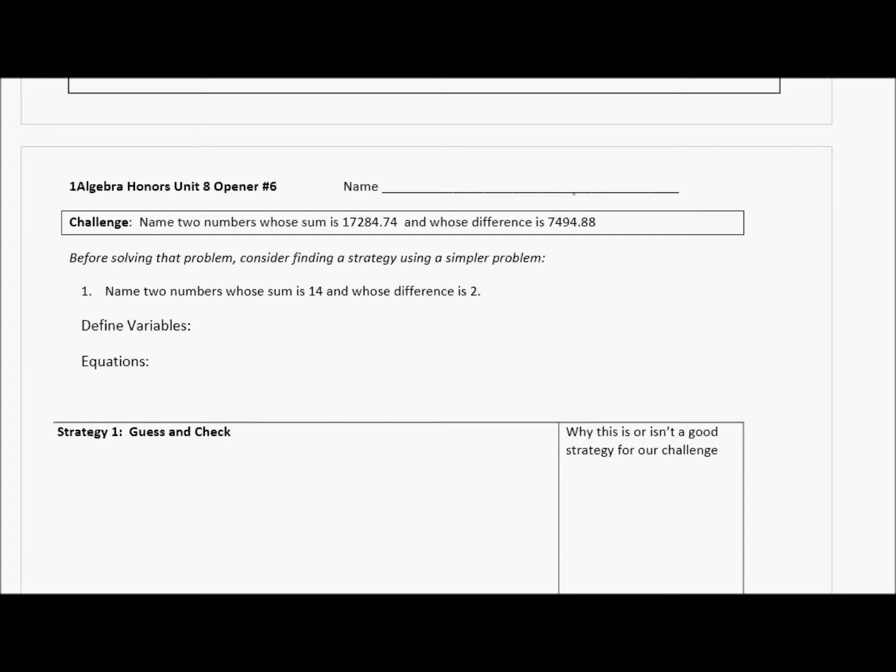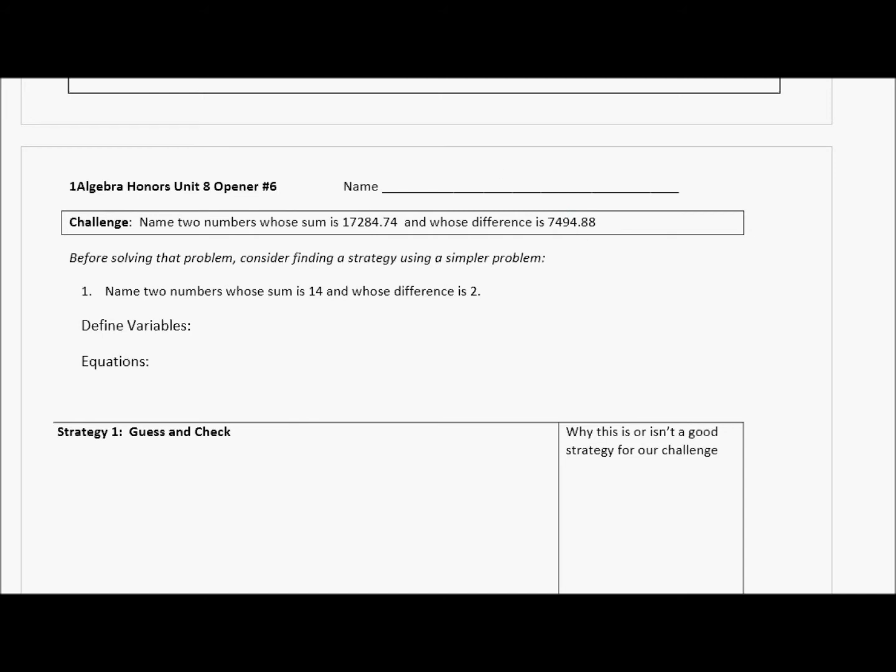But before we do that, we're going to try to solve this simpler problem, and that is we're going to name two numbers whose sum is 14 and whose difference is 2. So we're going to really focus on this problem for most of this video. We're going to look at several different methods for solving it, and we're going to talk about why that method may or may not work well to solve this challenge problem.